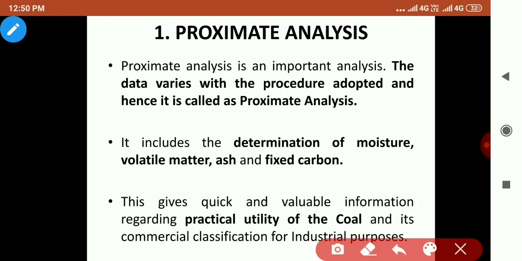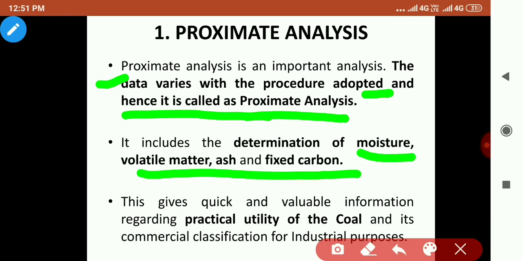And why is it known as proximate analysis? Because the data varies with the procedure adopted. जैसे जैसे आप procedure adopt करते हो, different steps की process को adopt करते हो, वैसे वैसे data vary करता जाता है, and that is why it is known as proximate analysis. Now इसमें हम निकालते क्या है, analysis में क्या क्या steps involved हैं. So here you can see that it includes the determination of moisture, volatile matter, ash, and fixed carbon. So there are four important things which we have mentioned here.